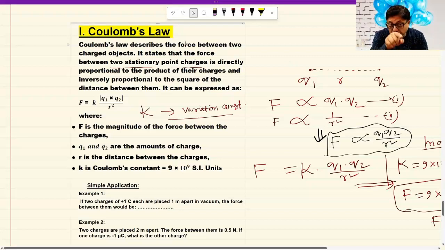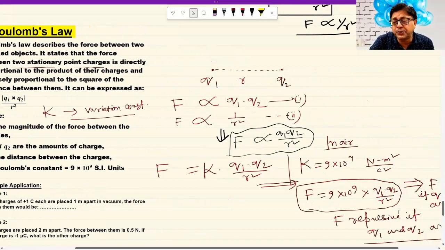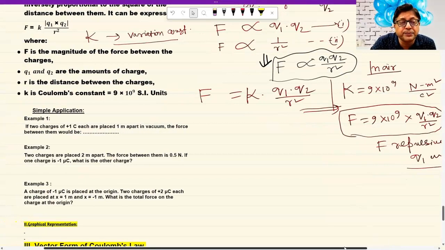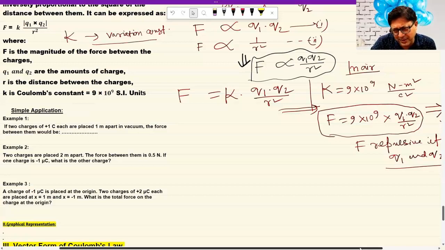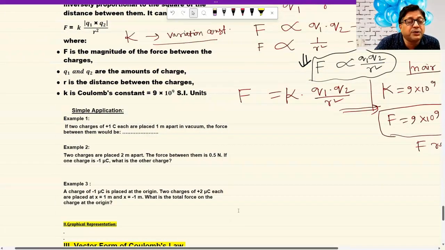I hope all of you have understood what Coulomb's law is: that in scalar form it is 9 into 10 to the power 9 Q1 Q2 by R square. It gives the force of interaction between two stationary charges in vacuum. I am telling vacuum only today. Dielectric constant or relative permittivity I will explain in another session, in a bit different way using the concept of permittivity. But not today. Permittivity not today.